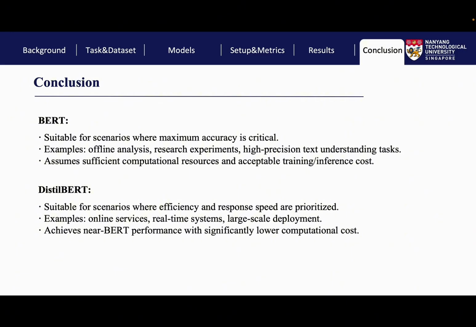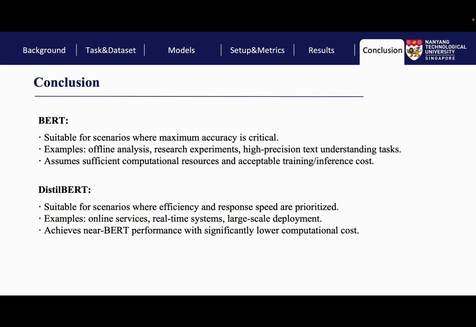To conclude, BERT and DistilBERT are suitable for different application scenarios. BERT is more appropriate when maximum accuracy is critical. Typical use cases include offline analysis, research experiments, and high-precision text understanding tasks, where sufficient computational resources are available and higher training or inference cost is acceptable.